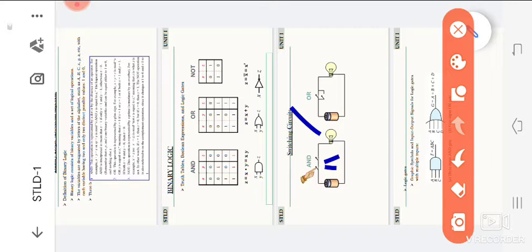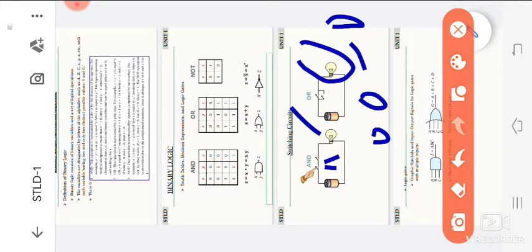So here in the 0 0 condition, we are not getting the output. That means the LED was not glowing. So for the remaining conditions, the LED was not glowing. So that is the switching circuit diagram.